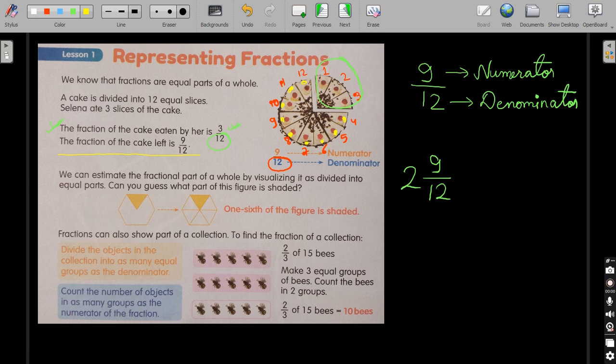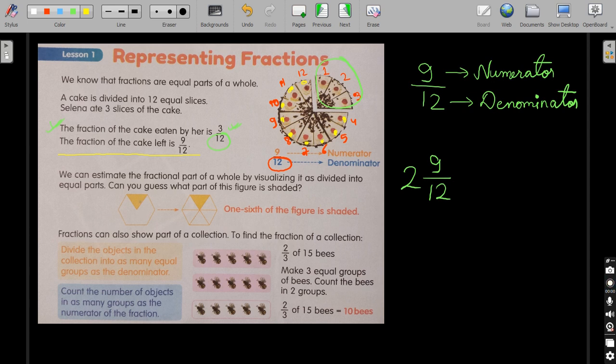Okay. Means how to represent. So how much cake has she eaten? 3 by 12, and how much is left? 9 by 12. Later on we will definitely solve without seeing it manually also. You can directly calculate how much part is remaining. As of now, if you understood, it is very good. Now, dear students, up to here let's be clear.